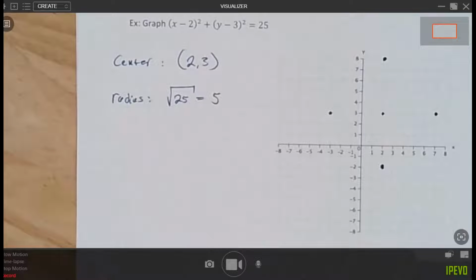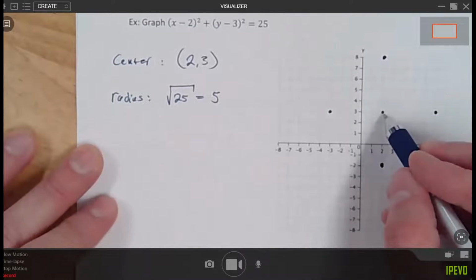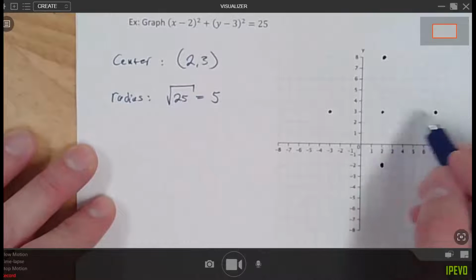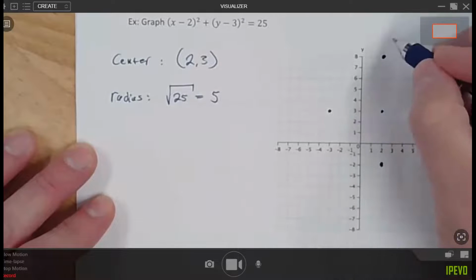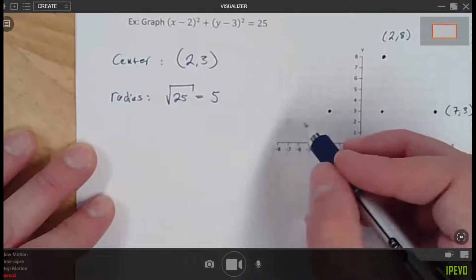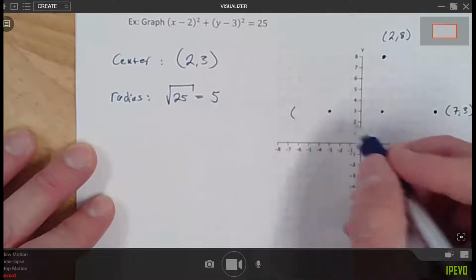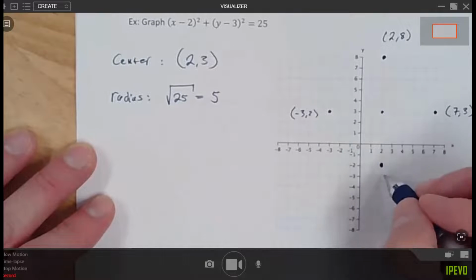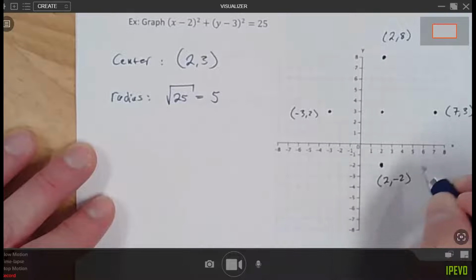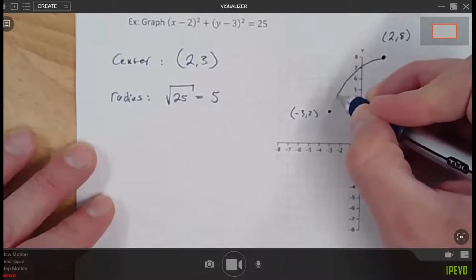I don't think you need to label these points, but you certainly could. If this is the point 2, 3, if I add 5 to the right, I'm adding 5 to the x coordinate and getting the point 7, 3. If I add 5 to the y coordinate, I'm getting the point 2, 8. If I subtract 5 from the x coordinate, I'm getting -3, 3. And if I subtract 5 from the y coordinate, I'm getting 2, -2.